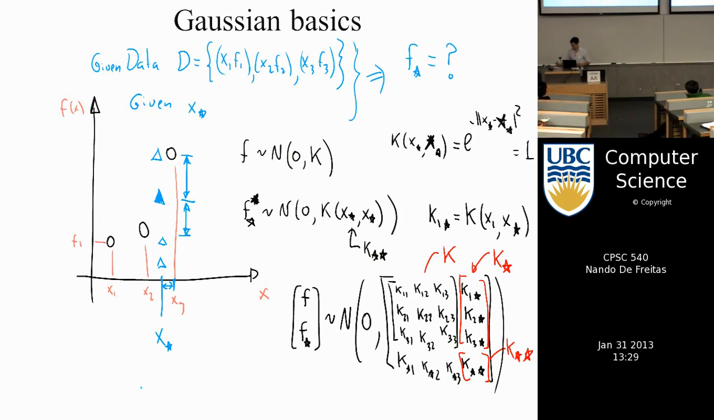And so, using the theorem, f star is equal to k star transpose times big K inverse times the vector f. That's the mean of f star, which is the expectation of f star, which is mu star. That will be most likely this height here, mu star.